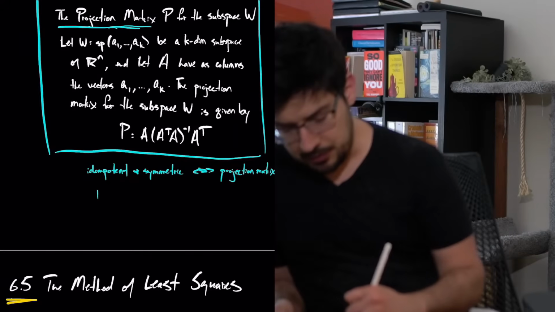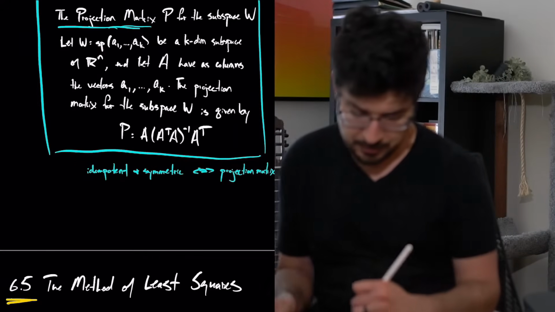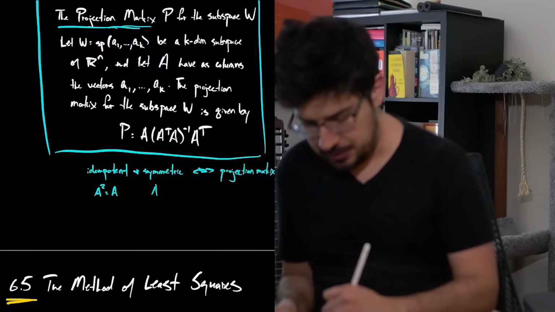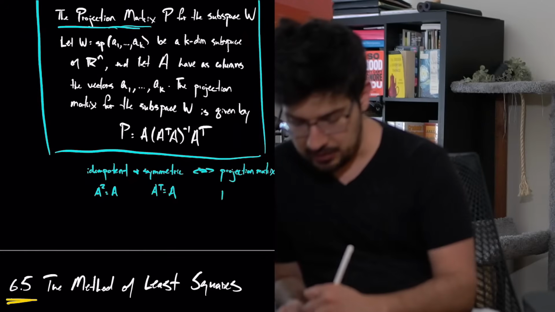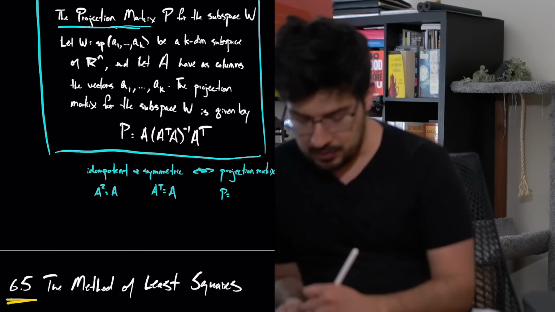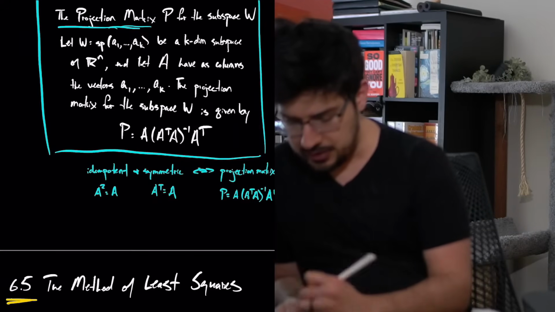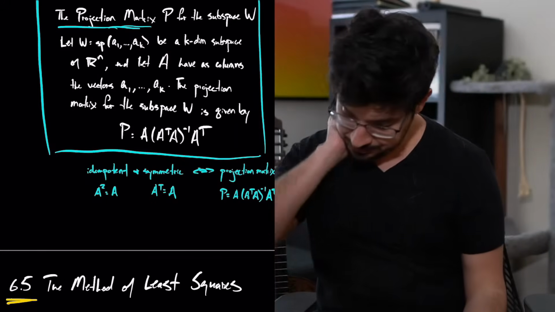What is idempotent? Any matrix where A squared equals A. Symmetric means that A transpose equals A. And a projection matrix is a matrix that can be written as A transpose A inverse A transpose. How in the world am I ever going to memorize that?